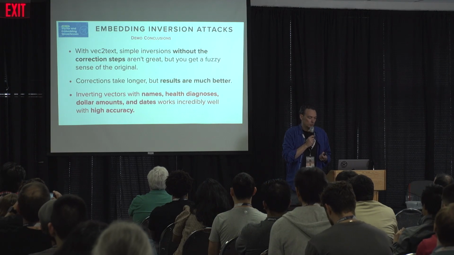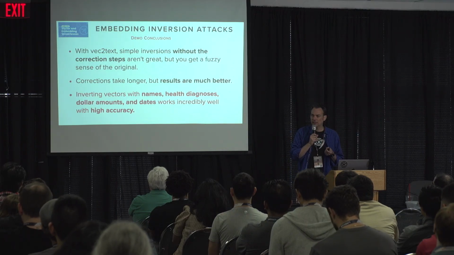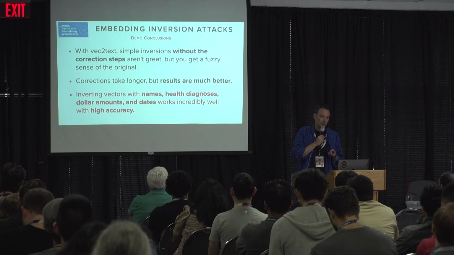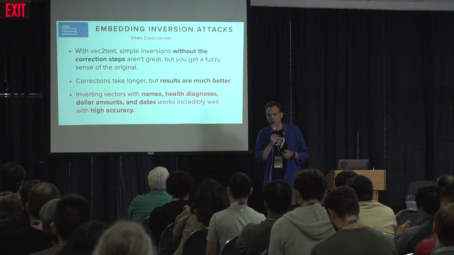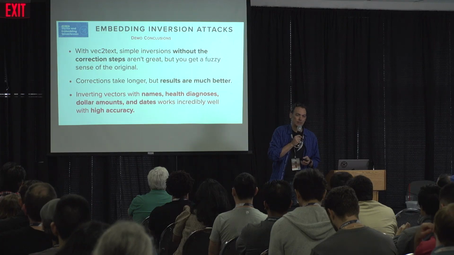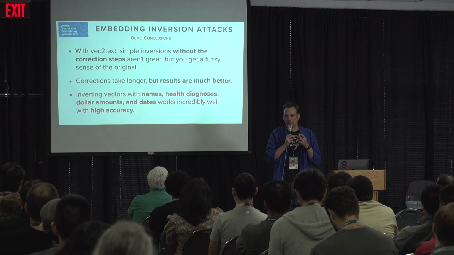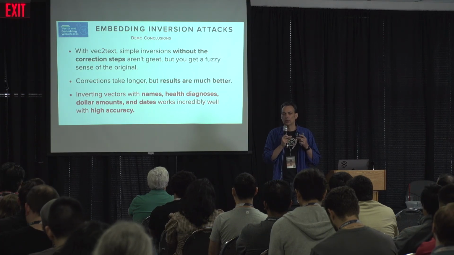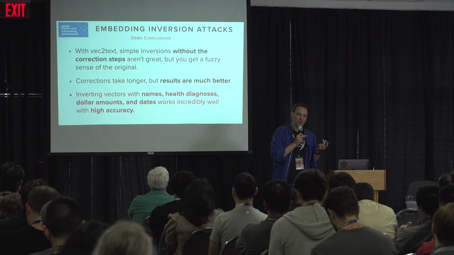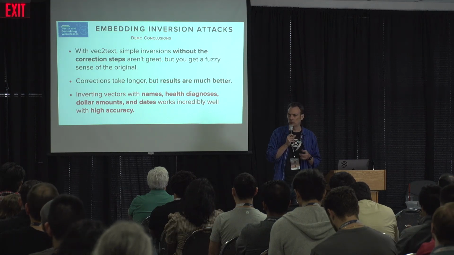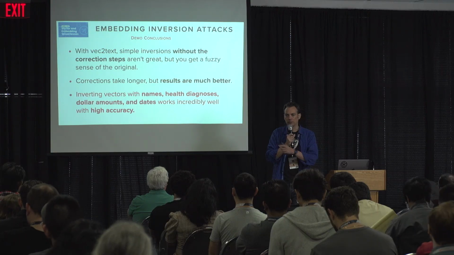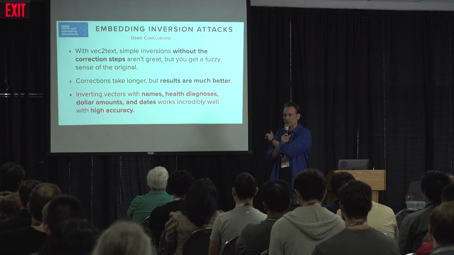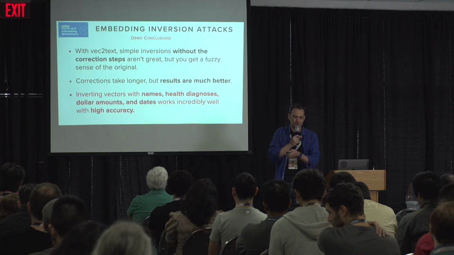Simple inversions without the correction steps aren't great, but you get a fuzzy sense. Corrections take longer, but our results are better, and names, health diagnoses, dollar amounts, dates, extremely high accuracy. We did a whole lot of tests on this. We found it was bad at things like coming up with license numbers, but it wasn't trained on that either. So I'm not sure how well it could do if you focused on that issue. So if you had passwords or something, they probably wouldn't come back out right. But for things that it understands, it does extremely well.